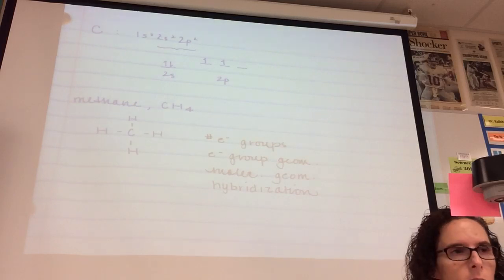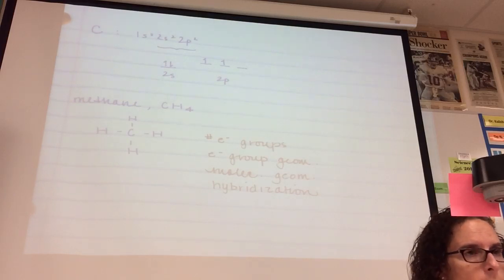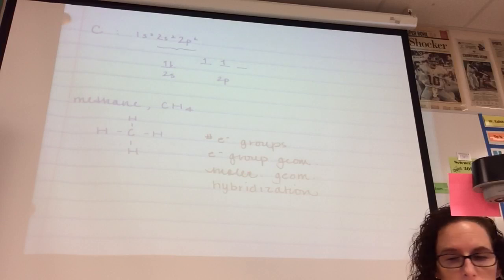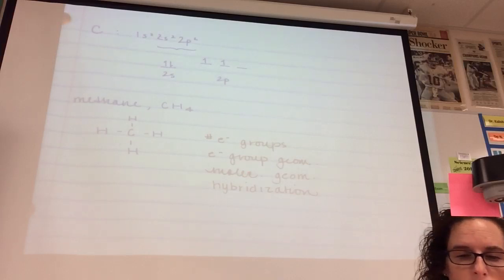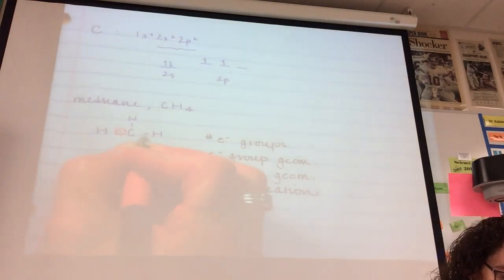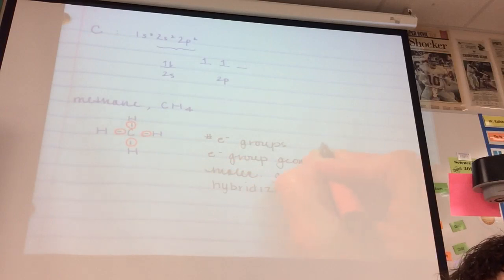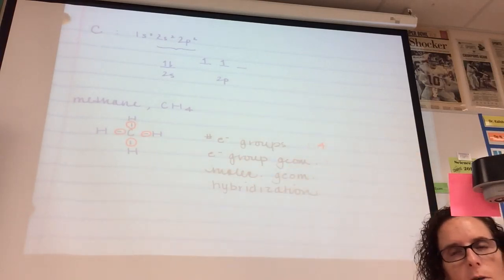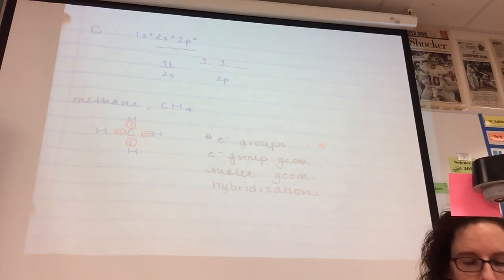Remember we said a single bond, a double bond, or a triple bond is one electron group. So what we're looking at here is we have 1, 2, 3, 4 electron groups. And what's the electron group geometry? Tetrahedral.